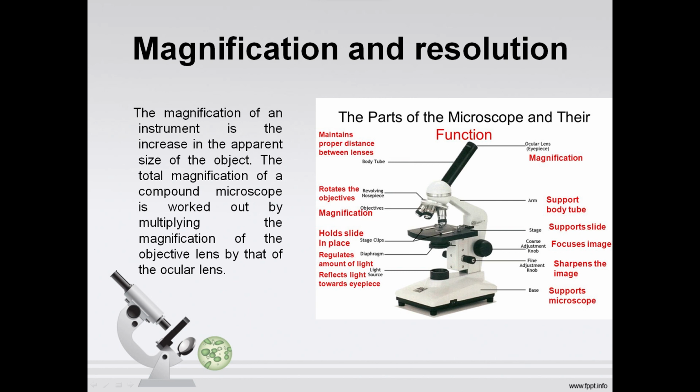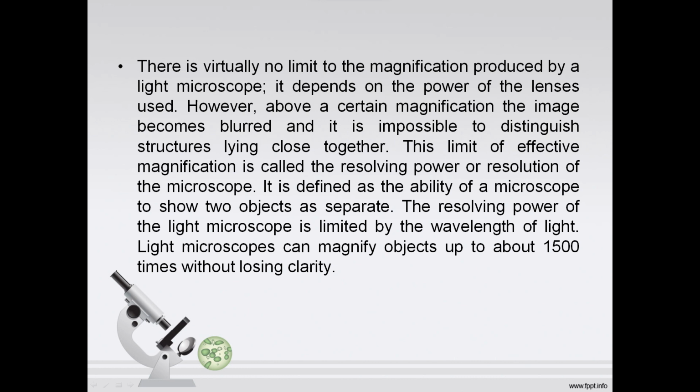Magnification and resolution. The magnification of an instrument is the increase in the apparent size of the object. The total magnification of a compound microscope is worked out by multiplying the magnification of the objective lens by that of the ocular lens. There is virtually no limit to the magnification produced by a light microscope. It depends on the power of the lens used.